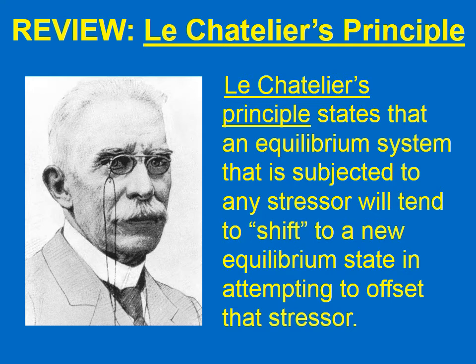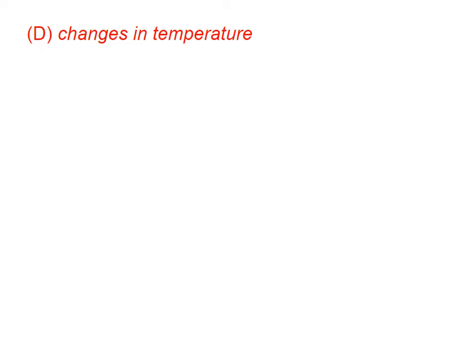Le Chatelier's principle states that an equilibrium system that is subjected to any stressor will tend to shift to a new equilibrium state in attempting to offset that stressor. In previous lessons, we talked about Le Chatelier's principle with regard to concentration of substances, addition of catalysts, changes in pressure or volume of gaseous systems, and this last lesson on Le Chatelier's principle is going to deal with changes in temperature, that is, energy changes in an equilibrium system.